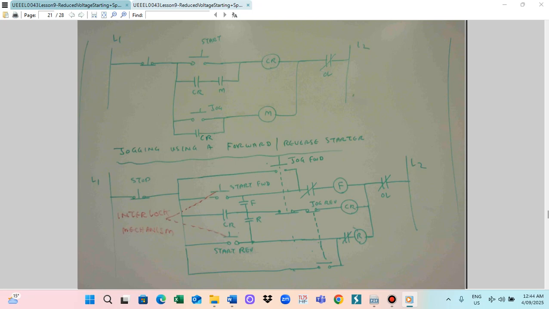But when you hit the stop and you only press the jog switch, in this case, CR cannot be closed. Because if you don't press the start switch and only press the jog switch, CR cannot be closed.